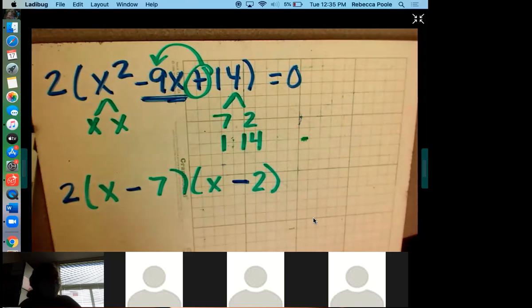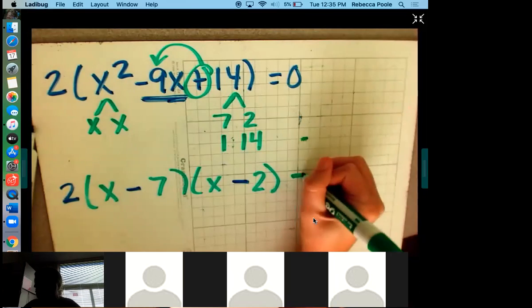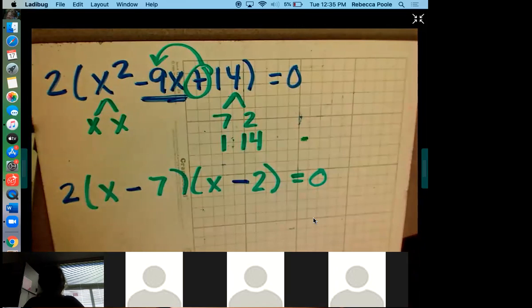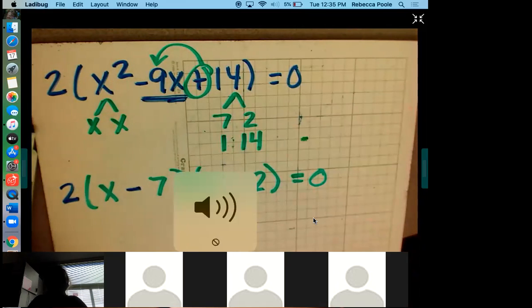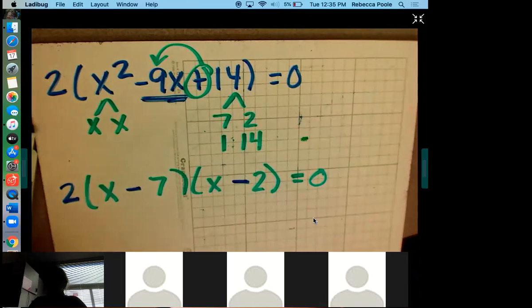Yep. So from here, Brooke, what's my last step? You have to turn them into the coordinate. Not yet. You skipped a step. What do I do now?